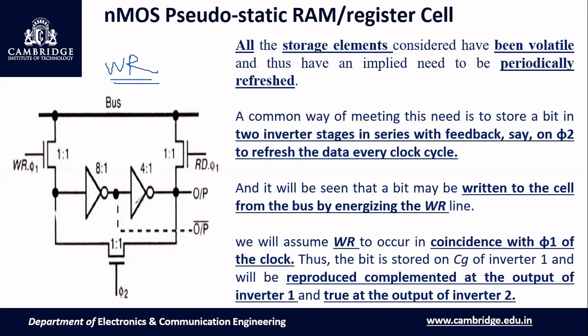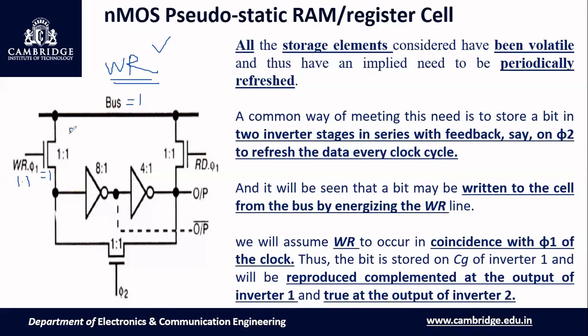Fine. And here, you know what is bus? Bus is nothing but the rail which carries the information. So let us assume that bus contains logic 1. Here I am trying to perform write operation. For write operation, WR should be 1, and that should be in coincidence with phi 1. Even phi 1 should be 1, so that WR.phi1 will be 1.